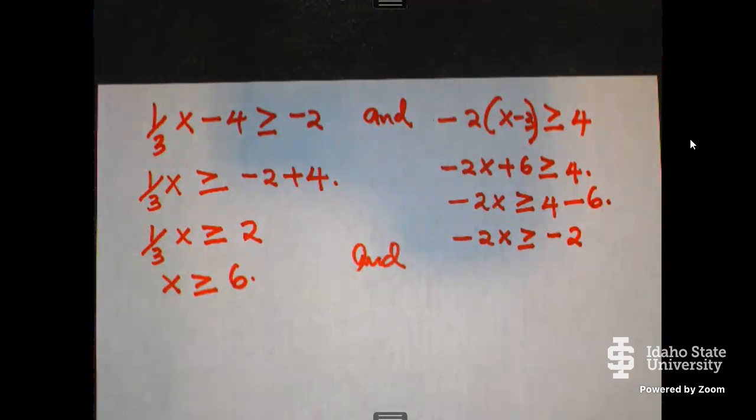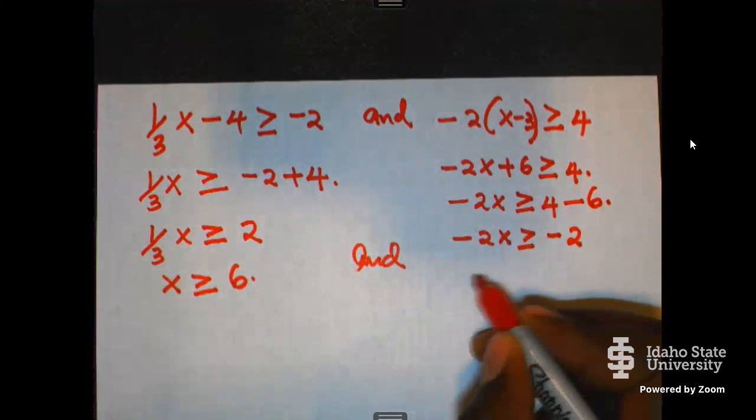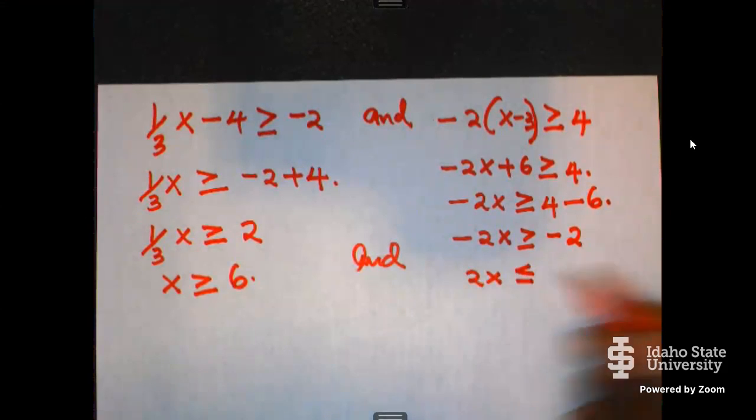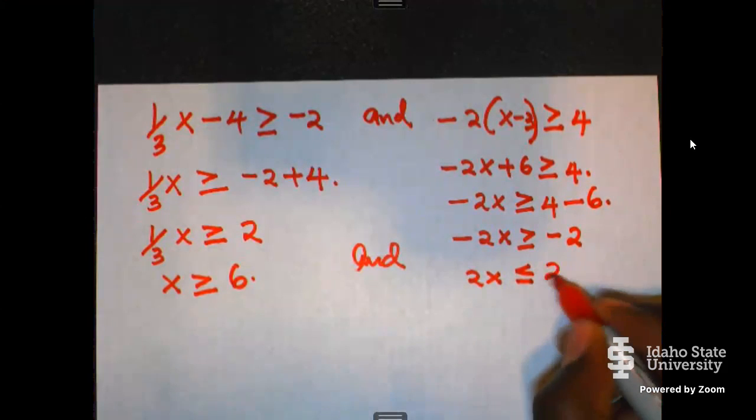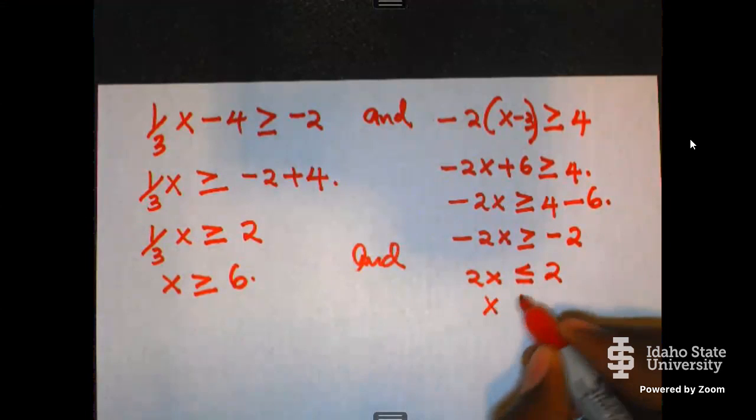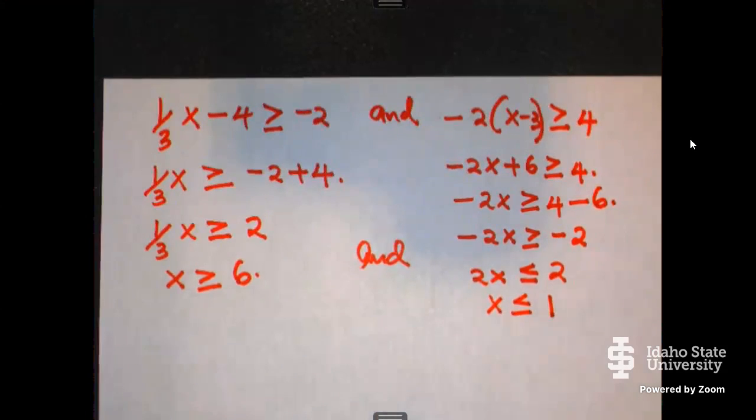So what do you do over there? We multiply by what? Minus 1, and then we change the what? Yes, we change the inequality. So here it will be 2x less or equals to 2. Now x is less or equals to 1. x is less or equals to 1.